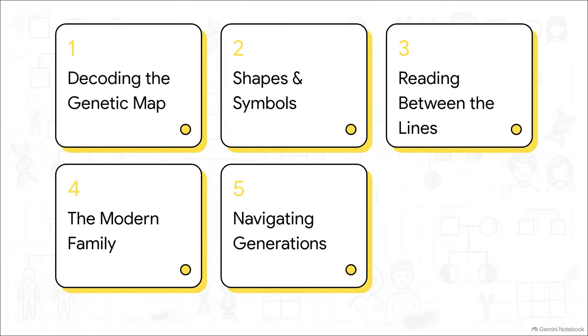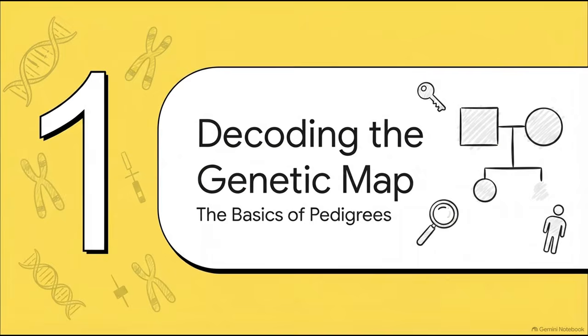Okay, let's dive into our roadmap for today. First, decoding the genetic map. Then, shapes, shades, and symbols. After that, reading between the lines, charting the modern family, and finally, navigating the generations. So, kicking things off with decoding the genetic map, the basics of pedigrees.